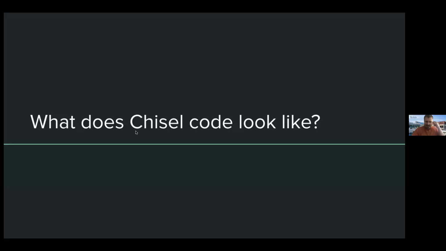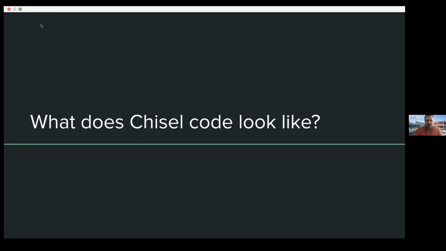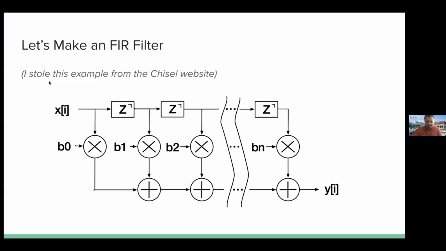Okay, so now that I've kind of made maybe the elevator pitch for Chisel and talked also about some of the issues with it, let's go into some example Chisel code so you guys see what you would be working with if you were working in Chisel. So we can look at a FIR filter example, like Sophia showed earlier with HLS.